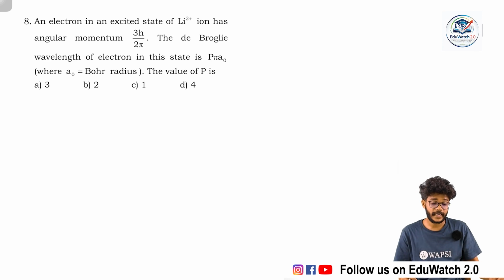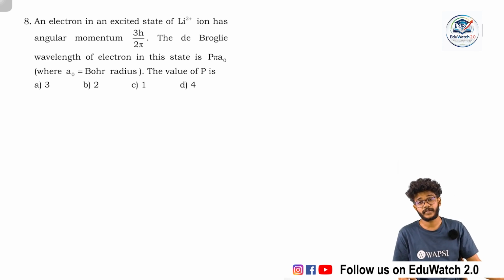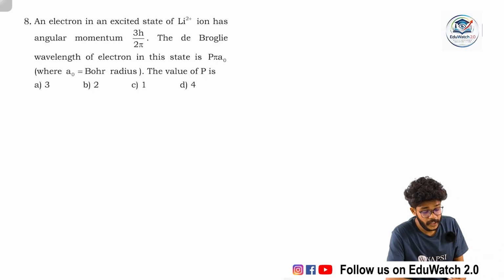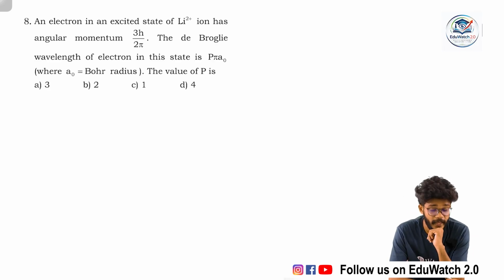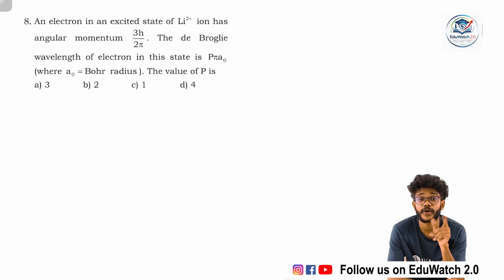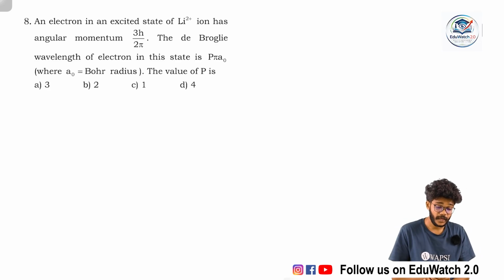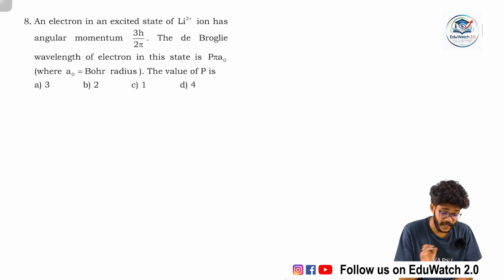An electron in an excited state of Li2+. What is the atomic number of lithium? It is 3. The ion has angular momentum 3h by 2 pi, that is, mvr is 3h by 2 pi. The de Broglie wavelength of the electron in this state is p pi a0. So we want to find p. What is a0? a0 is the Bohr radius. So we have to find the value of p.